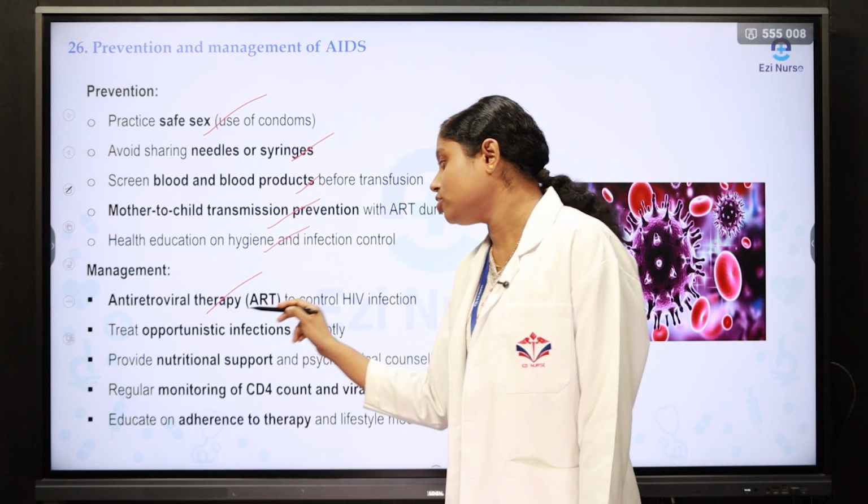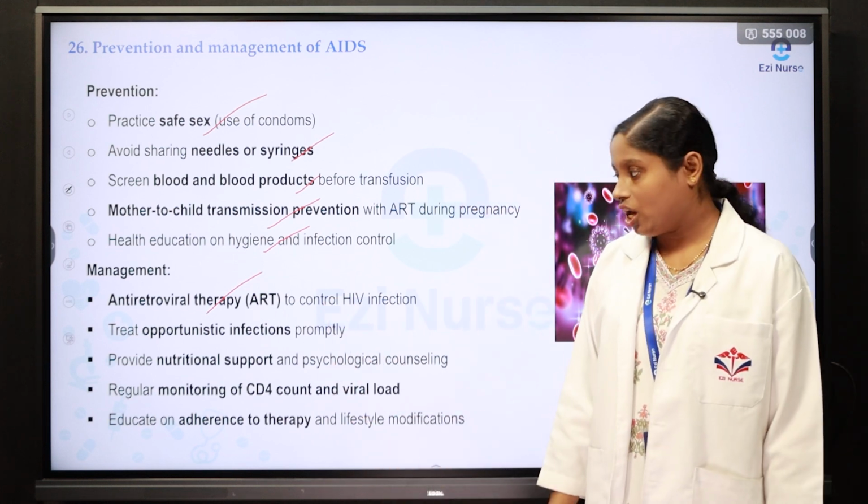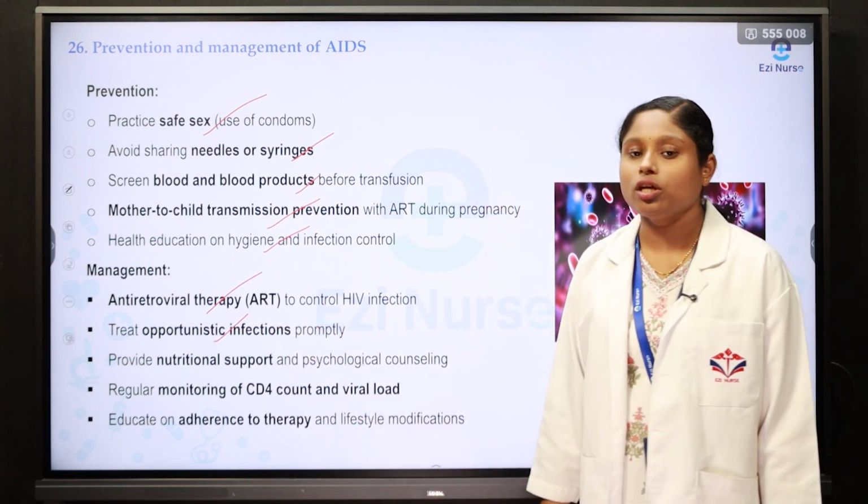So what is the management? Antiretroviral therapy to control HIV infection, and treat opportunistic infections promptly.